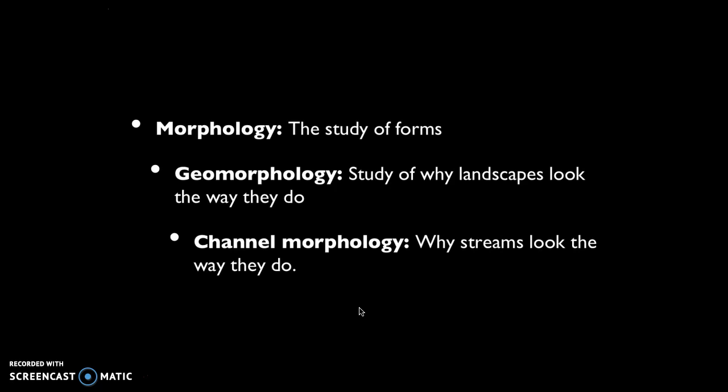And then there are certain geomorphologists that specialize in channel morphology, which is why streams look the way that they do. So we're going to go through a few types of streams and their specific morphology, their specific form. So pay attention well, because that's going to determine a lot about the amount of sediment that is being eroded, transported, and deposited further downstream. It is going to have a lot to do with the channel morphology.